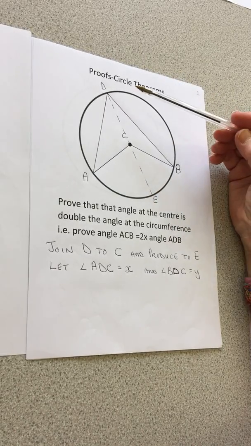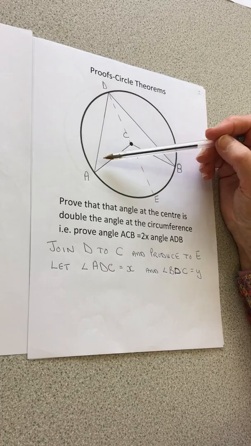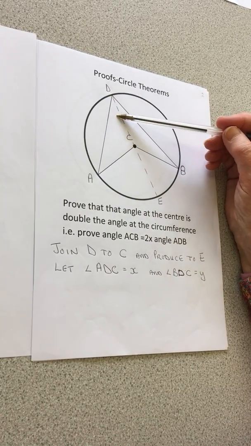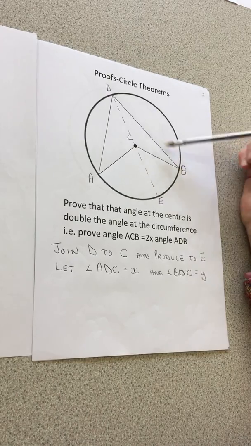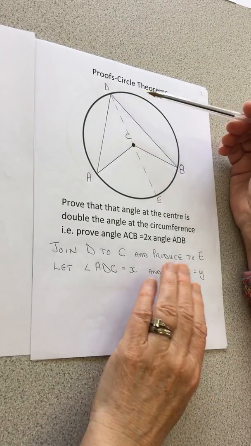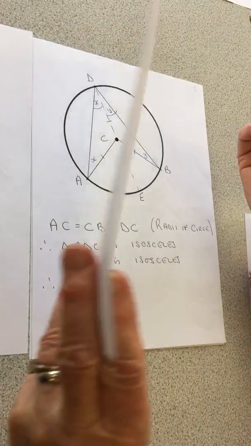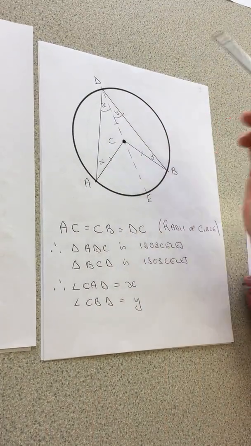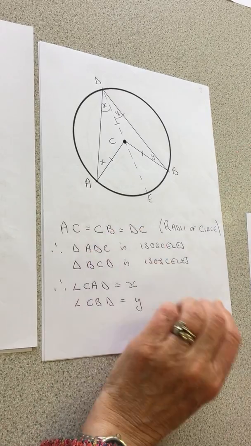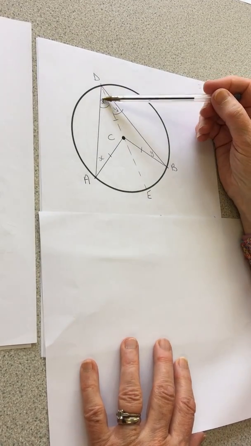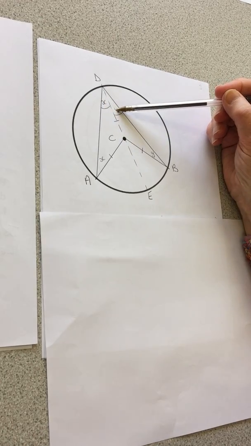Then we need to label these angles. So we'll give the angle ADC the letter X and the angle BDC the letter Y. It's entirely up to you what you label those as, X and Y or alpha and beta, whatever you choose. So then, going back to this circle, we've labelled this angle X and this angle Y.